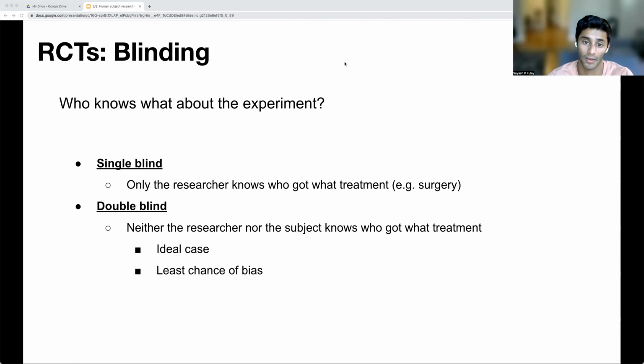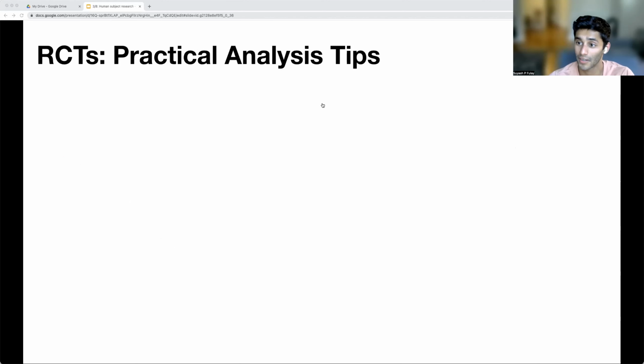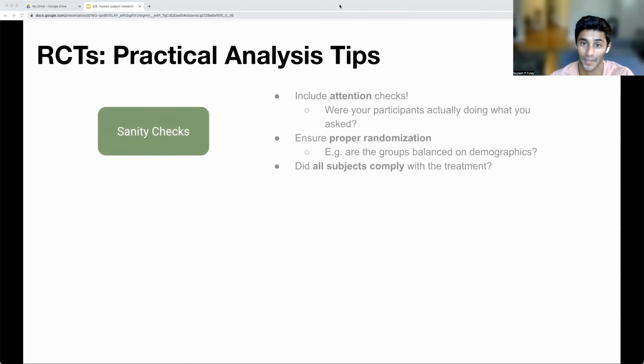So finally, we want to cover some practical analysis tips for when you go and do your RCTs. The first bucket is what we call sanity checks. Make sure you include what we call attention checks in your study. The main point of this is to make sure your participants were actually doing what you asked. A lot of people will run online surveys, and it's very easy for people to just skip through those and do them quickly without really trying to engage with what you want them to engage with.